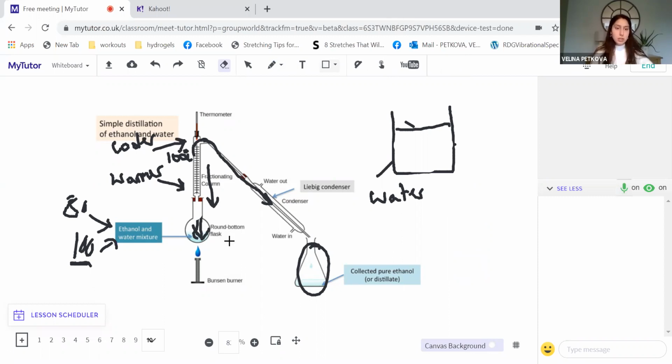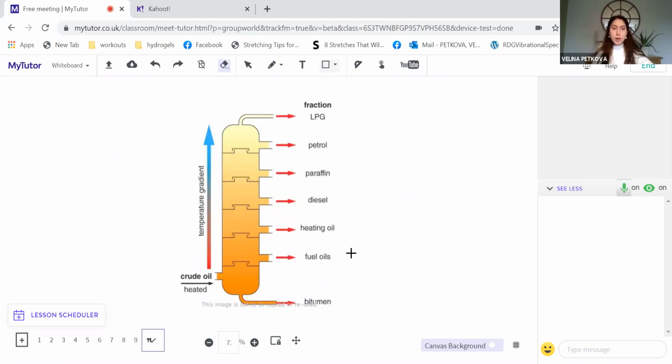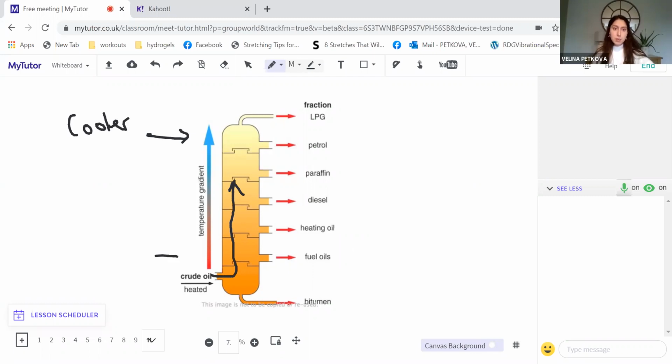So now let's look at an example in the crude oil case, okay? Here we pump in our heated crude oil, and here it's vaporized. All of them are now a gas, okay? So this crude oil goes up into the fractionating column. And as we can see, there's a temperature gradient. At the top, it is much cooler, and at the bottom, it is much hotter, okay?